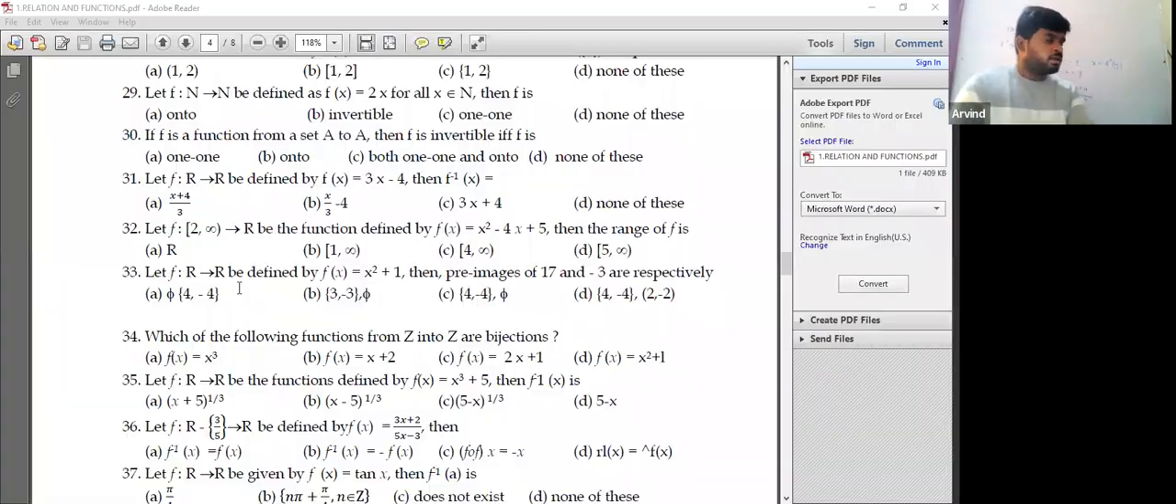So what is the correct option? The correct option will be x plus 4 divided by 3. So option A will be the correct answer.